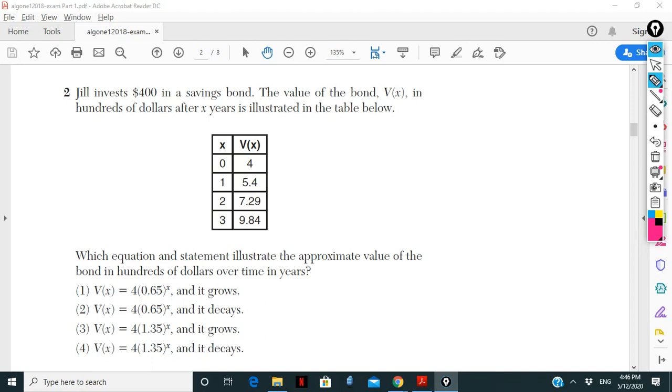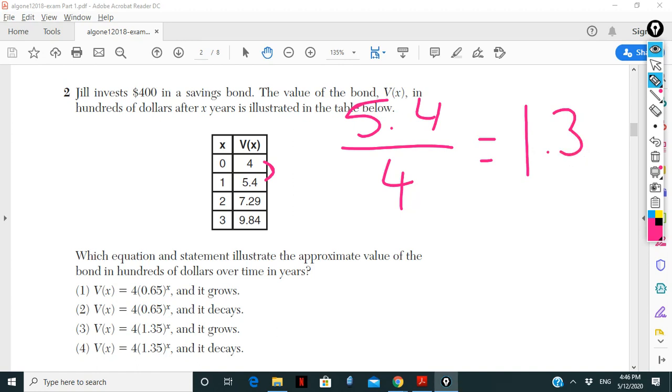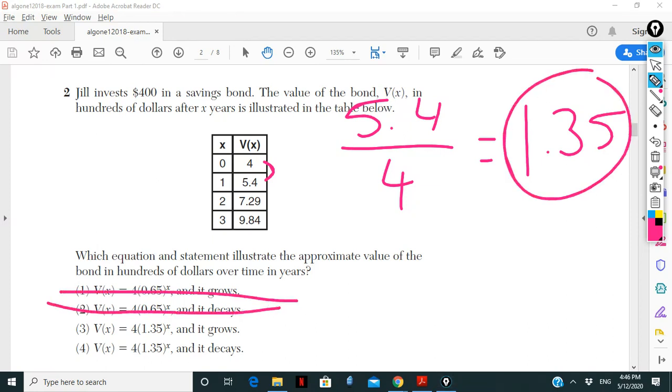So that's exponential. Okay, look, if you divide 5.4 by 4, it's going to be 1.35. So that's the rate. So number 2 is incorrect, number 1 is incorrect. Now, the 4 is the initial amount, so both of them are the same equation. He's talking about either growth or decay. If you're looking at the amount of money, it's increasing, so it's growth. So the answer here is number 3.